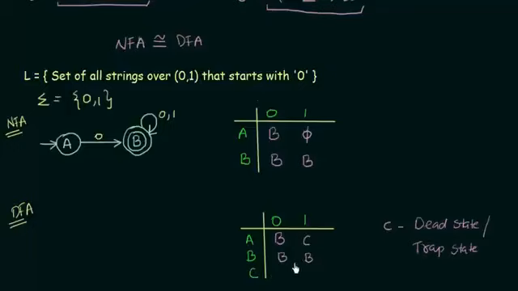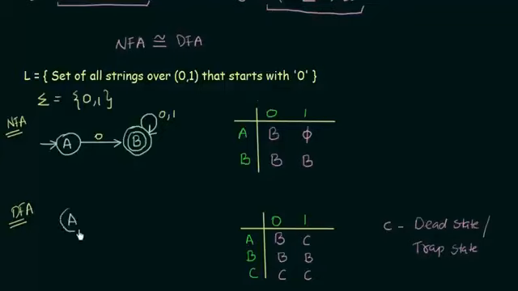And if you remember, whenever any input comes to the dead state, it stays in the dead state itself and it does not go out of that. So C on getting input 0 should stay in C itself, and C on getting input 1, it should stay in C itself, because C is my dead state or trap state. Now this is a complete state transition diagram for my DFA. Now let me draw the state diagram for this.